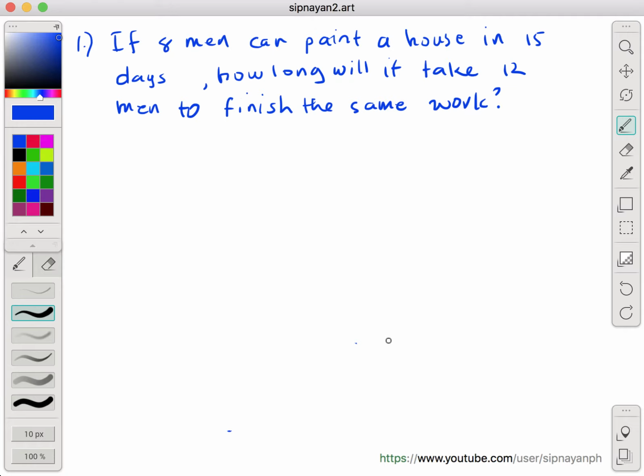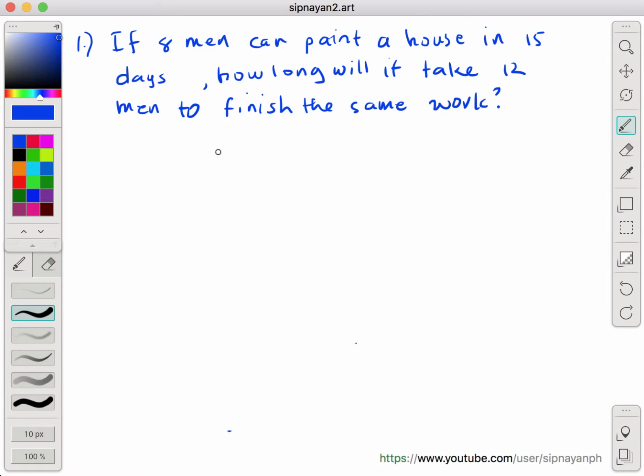If 8 men can paint a house in 15 days, how long will it take 12 men to finish the same work, no? So this is an inverse variation. Kasi syempre, mas marami yung number of men mo, mas iiksi yung work, no? And remember, yung same work, no? Ito yung pinaka-constant natin, no?